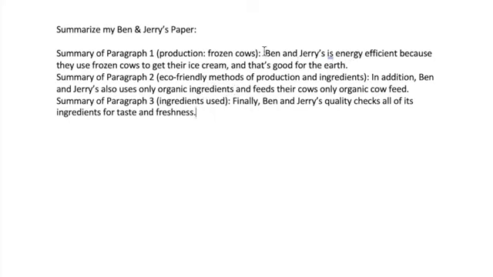I have the main idea of paragraph 1, the main idea of paragraph 2, and the main idea of paragraph 3 as my summary for my paper. All I did was go back and go through each of my paragraphs to figure out what was it that I wanted the reader to know about each thing. I also want you to notice that I used transition words between sentences so that all of the ideas flow together.